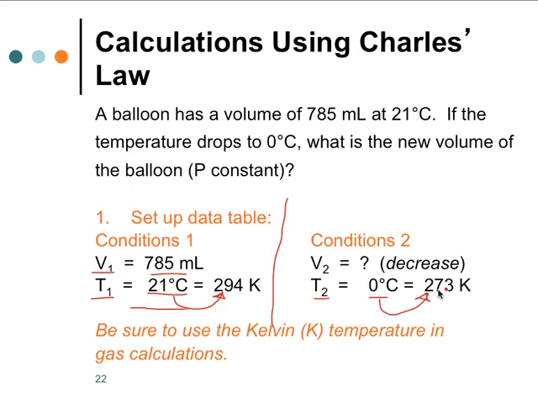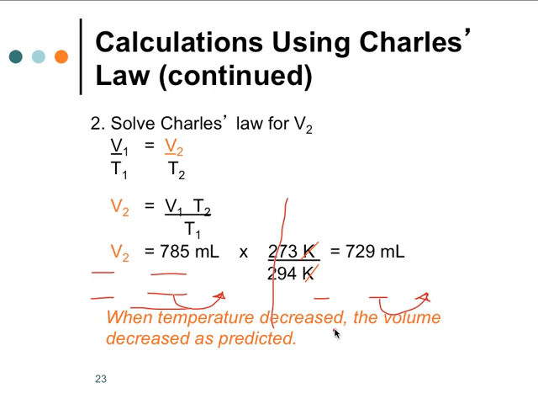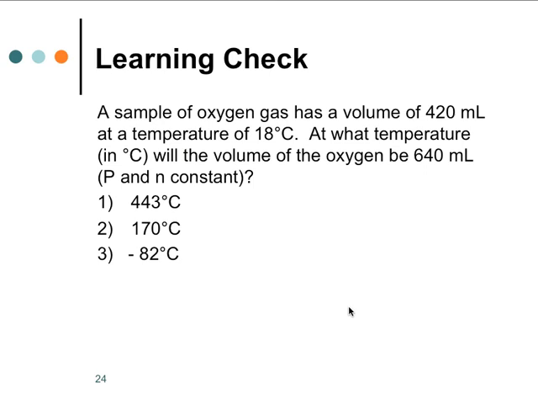Since the temperature decreased, and the relationship between volume and temperature is direct, the volume should be expected to decrease as well. Plugging in the equation, again using those Kelvin, I get 729 milliliters, which did decrease. Okay. Here's another problem for you to try. Pause the screencast. Make sure you use the correct temperature.